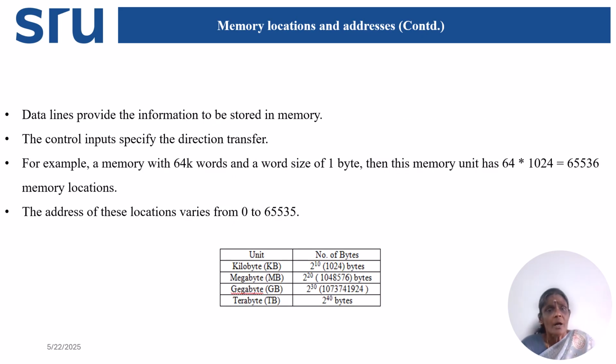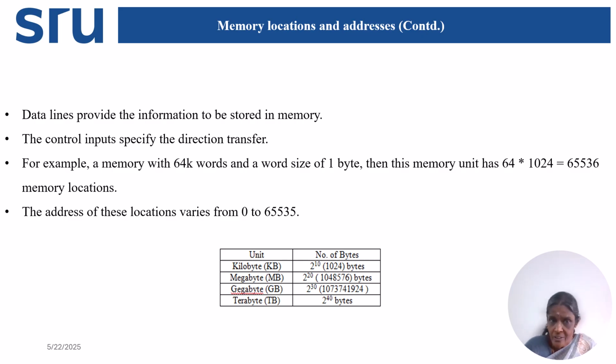And next, data lines provide the information to be stored in memory. And then the control input specifies the direction of transfer. So depending on the read or write operation, the control input will indicate the direction of the data.